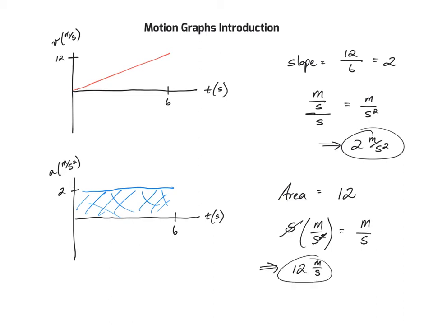So what is that 12 meters per second telling us? Well, that's telling us what our change in velocity is. If we take a look at our velocity versus time graph, I started at 0. But after 6 seconds, I was at 12 meters per second. So the area of an acceleration versus time graph tells us the change in an object's velocity.